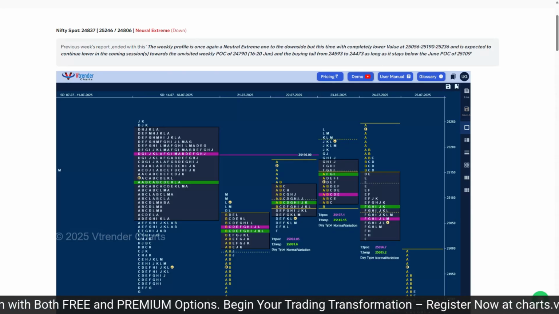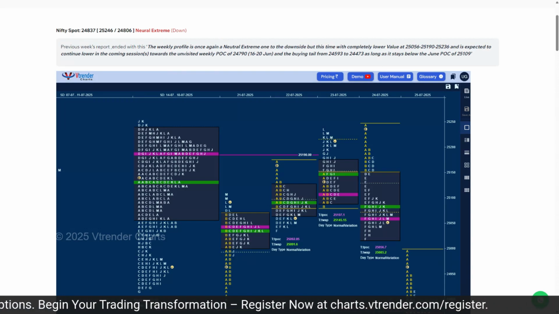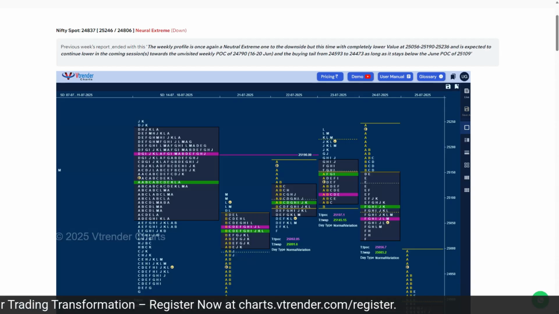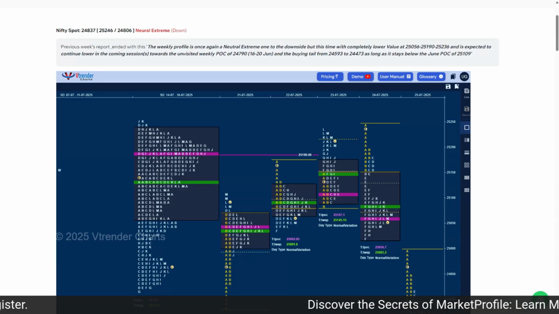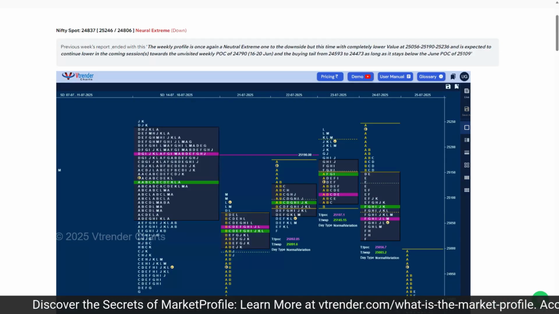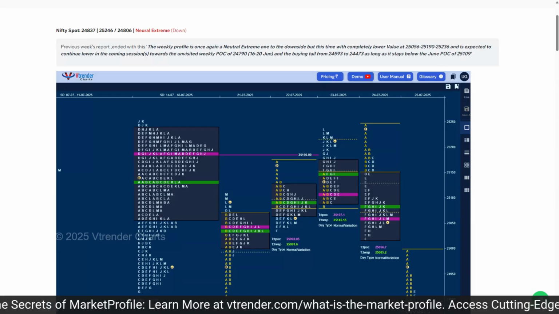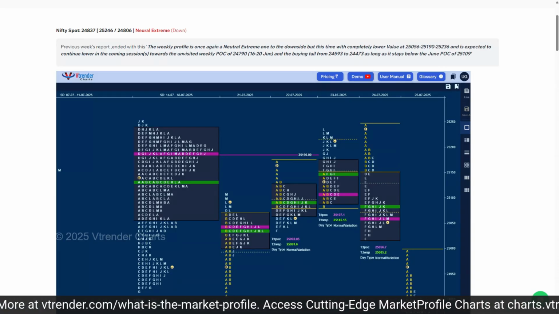So when do we form neutral extreme profiles? Neutral profiles are profiles where both sides of the initial balance are extended. And neutral extreme is a profile where one party has failed and the other party takes advantage, so they close it in their favor. So for the third consecutive time on the weekly time frame, the buyers failed and the sellers pushed it lower.